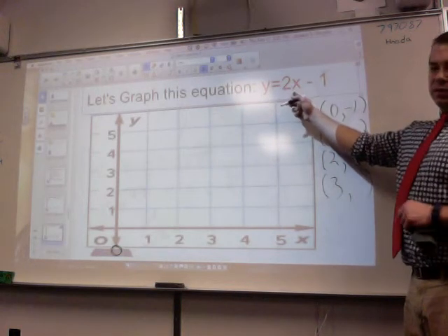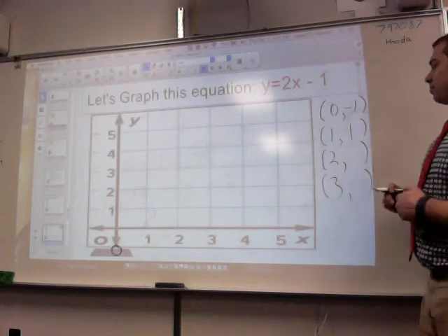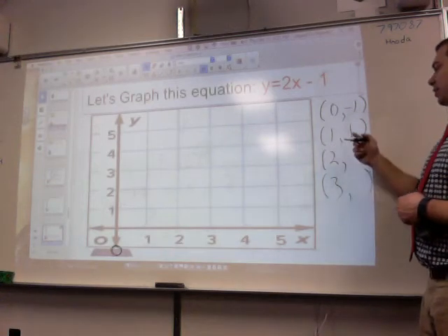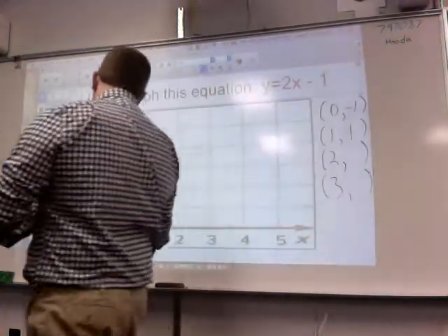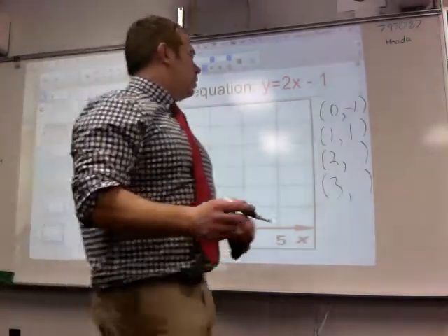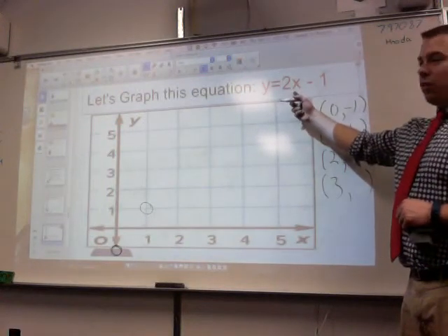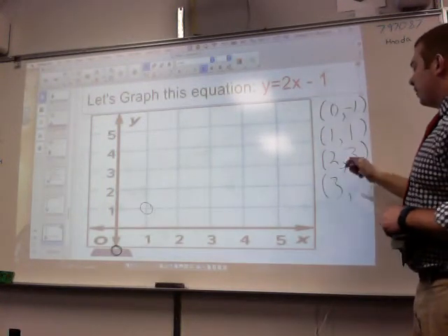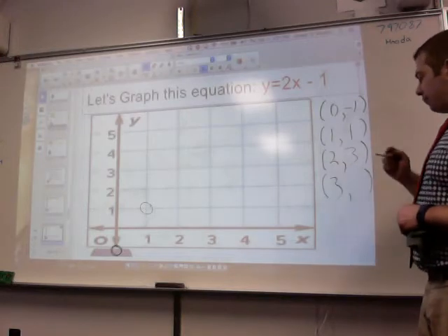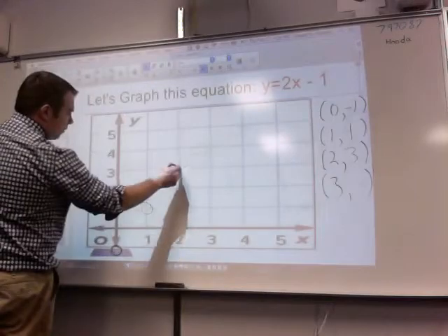2 times 1 is 2, minus 1 is 1. So my next point to plot is 1 for x, 1 for y. So here we go, 1, 1. Let's plug in a 2 now. 2 times 2 is 4, minus 1 equals 3. So I have 2 for my x, 3 for my y. 2 for x, 3 for y.